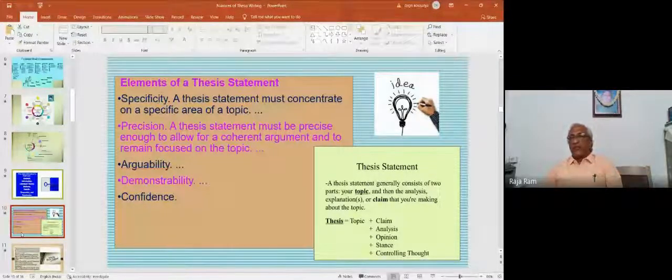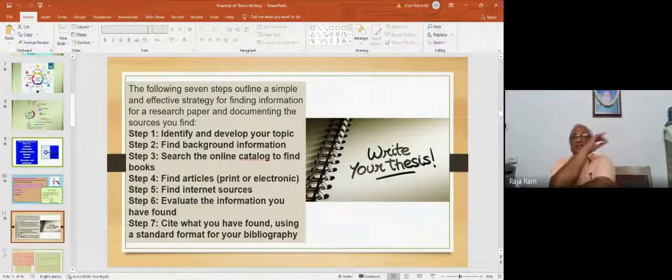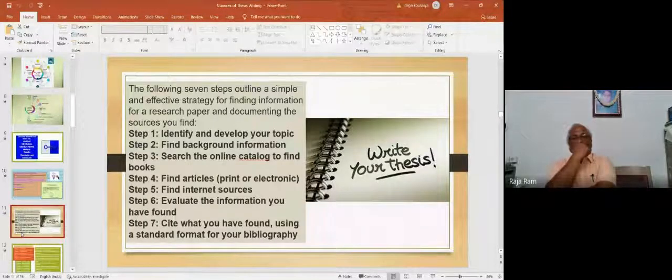And how can we identify, what are the steps that we have to take? I'm just emphasizing the slides. Two, three slides that follow might have the same idea, but there is emphasis, like for a researcher in English literature, you have all these things. There are seven steps that outline a simple and effective strategy for finding information for a research paper and documenting the sources the researcher finds.